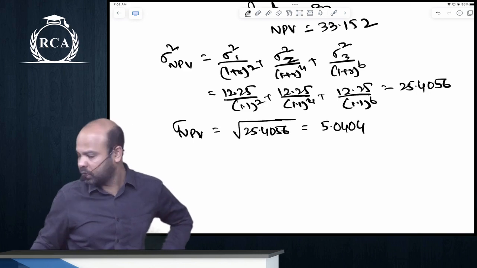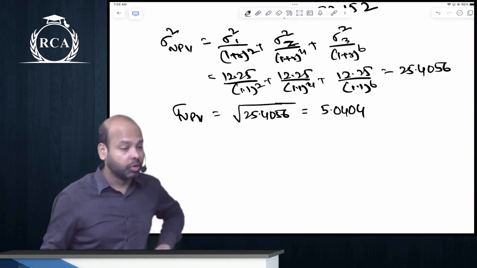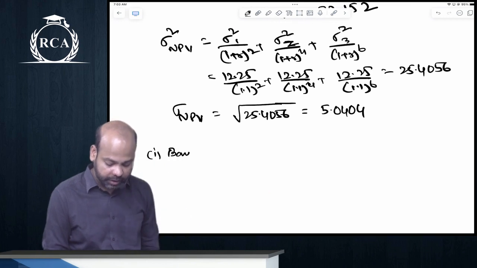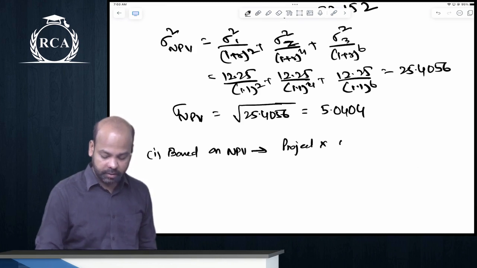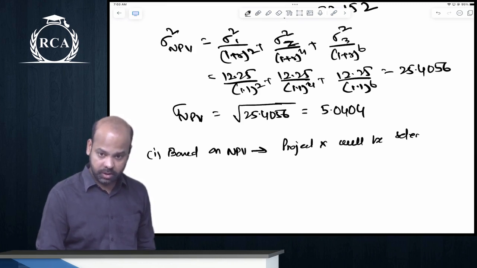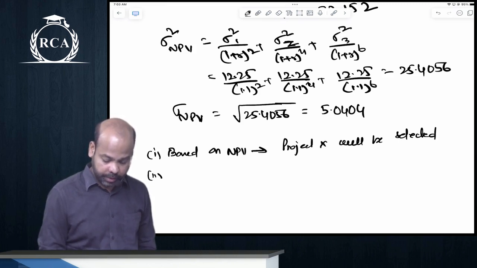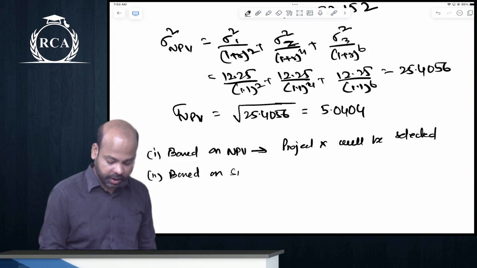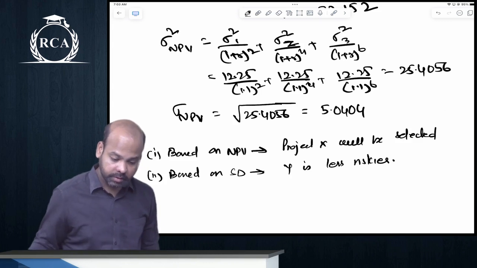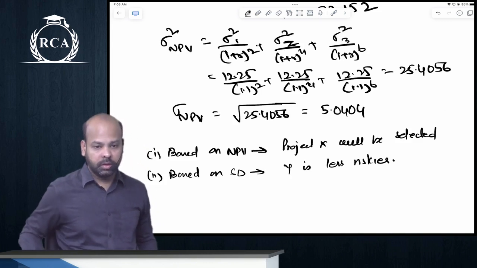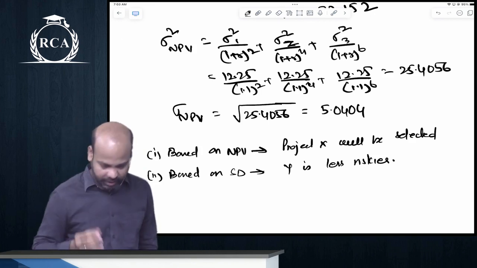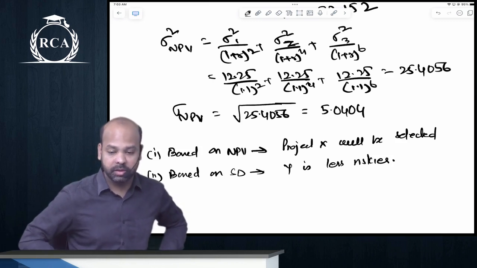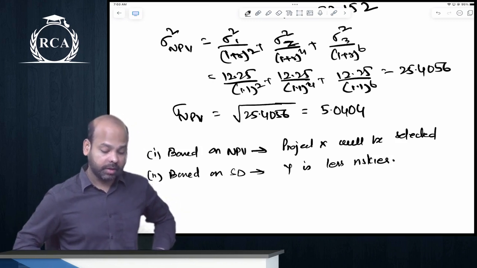Any doubt in this, guys? Need to write the conclusions, guys. First bit's answer, what is it, beta? Based on NPV, which project will be selected? Project X will be selected. Based on standard deviation, guys, which project is less risky? Y is less risky. Based on standard deviation, beta, Y is less risky. Last question, guys, of probability. Question number 11. Then we'll start off RADR and certainty equivalent.